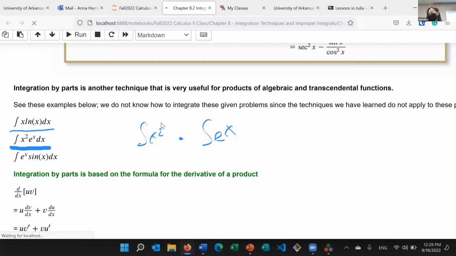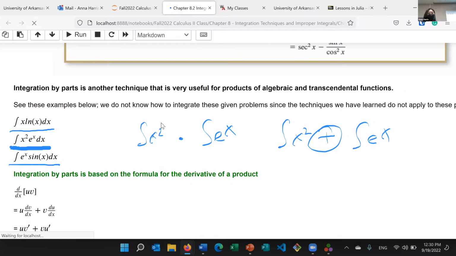We only know addition. But it's not addition. Look at this. It's connected by multiplication, so we do not know how to do it. And we do not know how to do e to the x and sine x. That's the reason that we need to learn a new technique.